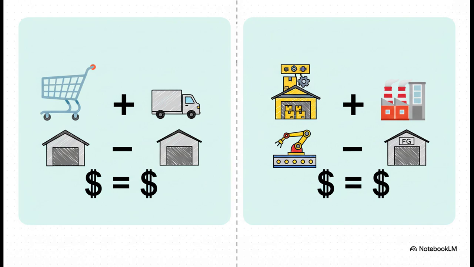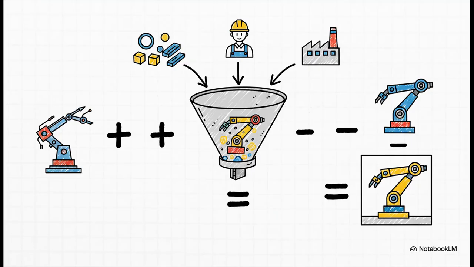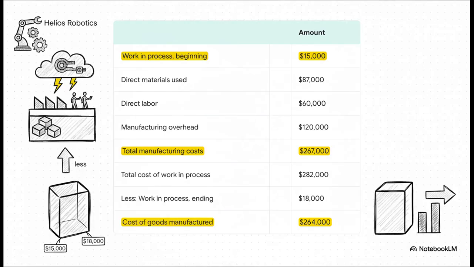merchandising company would use. This leads us to the culminating calculation, determining the total cost of all goods completed during the period, as detailed in a specific schedule. Conceptually, the cost of goods manufactured is calculated by taking the cost of units we began with in work-in-process inventory, adding all the current production costs for the period, and then subtracting the cost of any units that remain unfinished at the end of the period. This schedule provides a detailed breakdown.